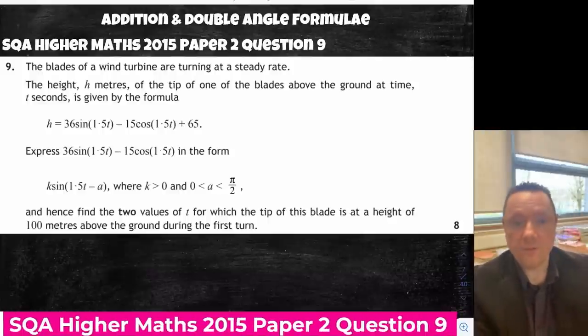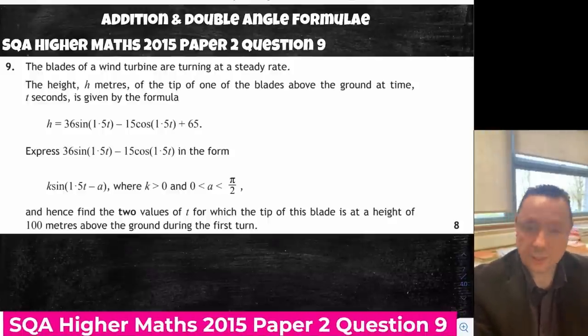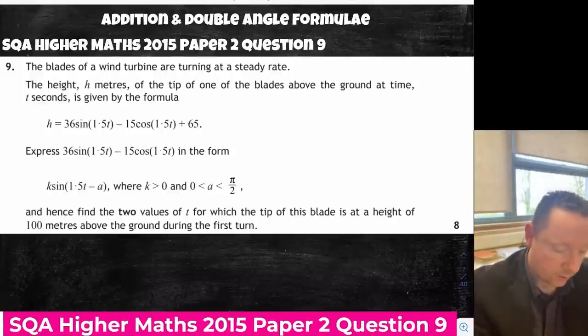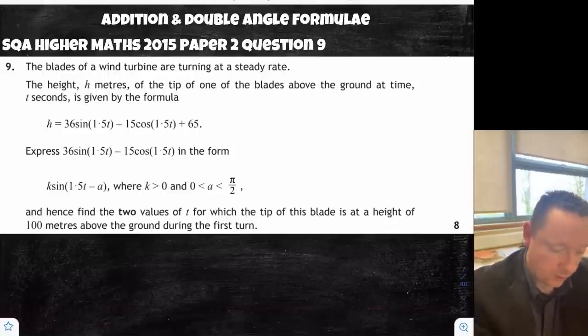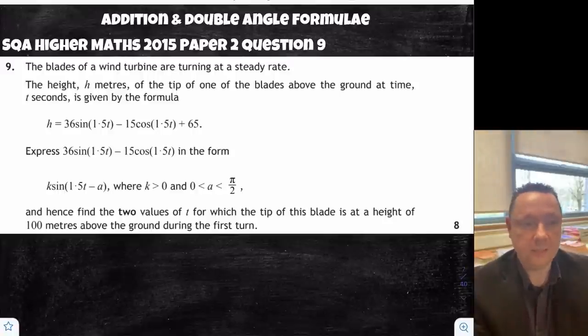SQA Higher Maths 2015, paper 2, question 9 for the addition and double angle formula. The blades of a turbine are turning at a steady rate. The height h of the tip of one of the blades above the ground at any time t seconds is given by the formula. Express 36 sine 1.5t minus 15 cos 1.5t in the form k sine 1.5t minus a.